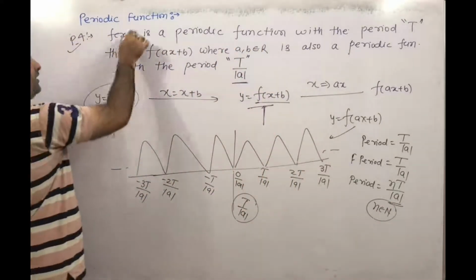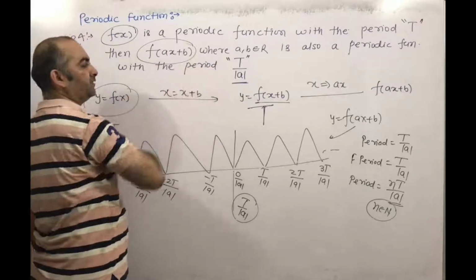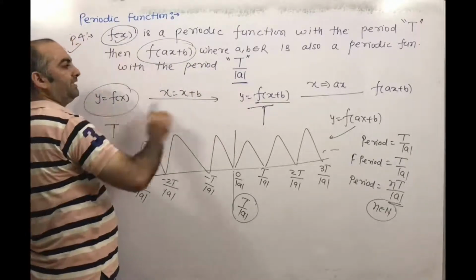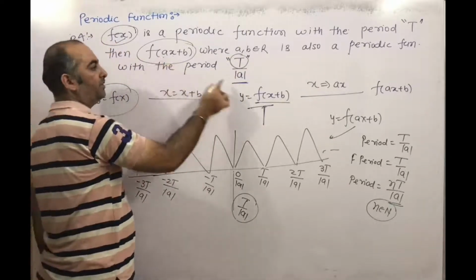Whenever we know f(x) is a periodic function, and we want to find the period of this function, what will you do? Take the period T, and the x coefficient is a, so we have to divide by the modulus of a.